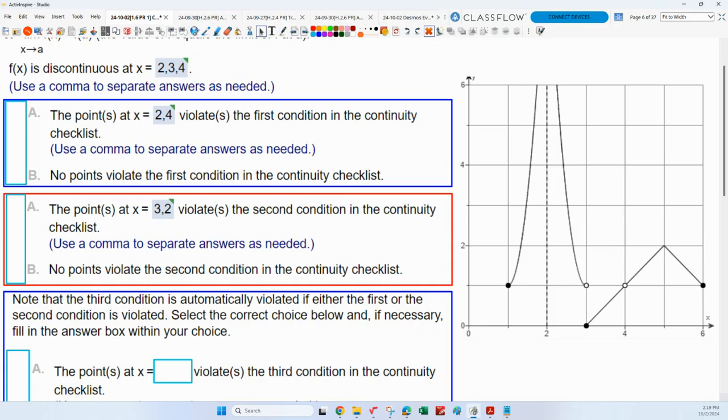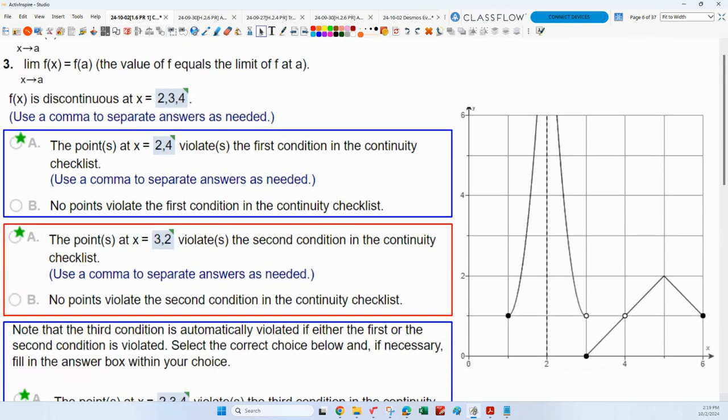Okay, and therefore the third condition is violated where? All of them, right? Because at least one of those places, 2, 3, and 4, violates criterion 2 or criterion 1. And so if a value of x fails either one of those, 3 can't apply, right? So that would have to be all 3. Okay. Make sense? You all prepared to answer those now? Good.